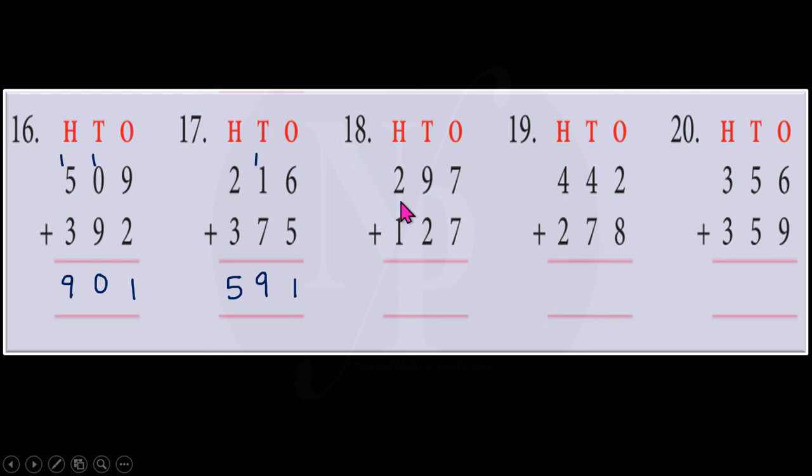Question number 18. 297 plus 127. Add these digits. 7 plus 7 is 14. 14 ones are regrouped as 100 and 4 ones. Now we add 1 plus 9, 10. 10 plus 2, 12. 12 tens are regrouped as 100 and 2 tens. 100 is carried forward. 2 tens are written in tens column. Here we add 1 plus 2, 3, 3 plus 1, 4.